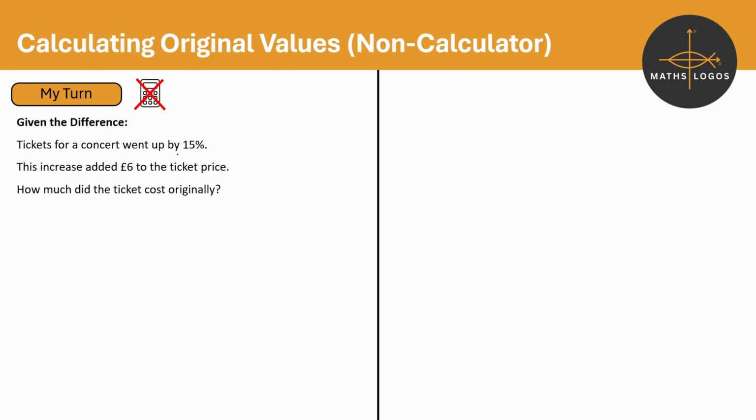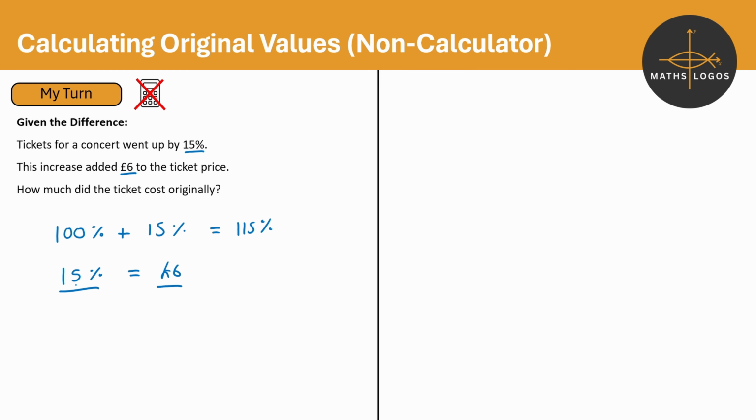So tickets for a concert went up by 15%. So we know that we gained 15%. So we had 100%, the original price. They were increased by 15%, and this gave us 115%. Now we have to be a little bit careful in this question. This increase added £6. In other words, a 15% increase added £6. What that means is 15% is equal to £6. This was my increase in terms of a percentage, and this is my increase in terms of actual money.